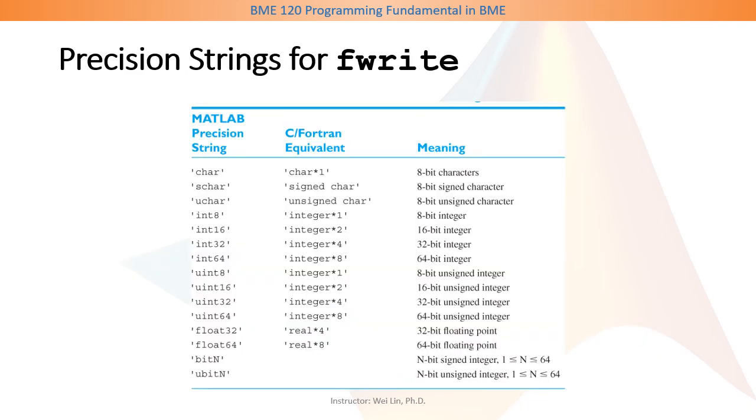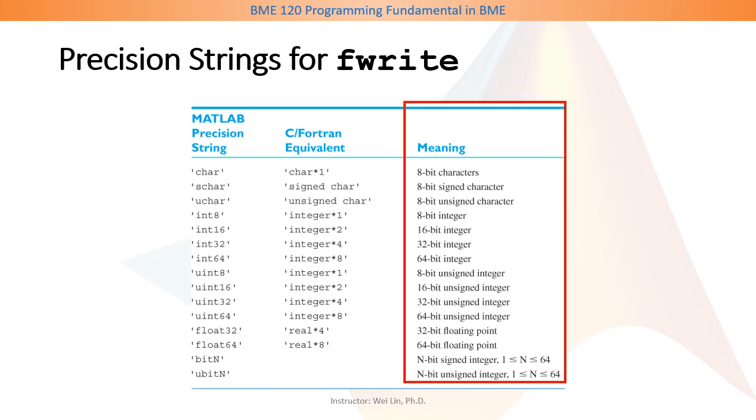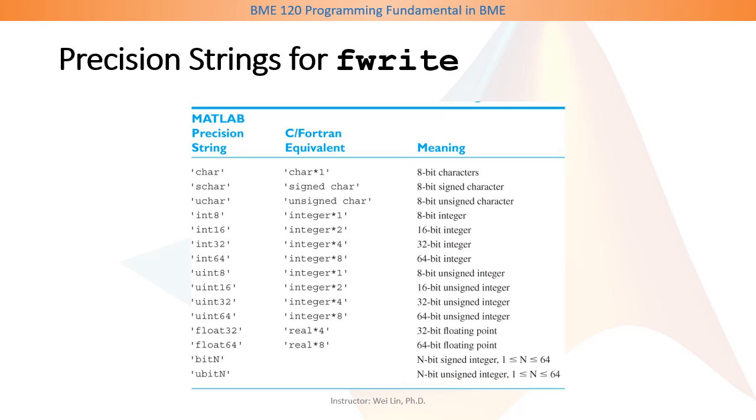Here is a table of the precision strings for the fwrite function. Here are the strings that are supposed to be used in the fwrite function, and here is the meaning of those strings. For example, the first precision string is called char. It means the data is formed by 8-bit characters, so it can be used to describe a string. And if the data is a double precision number, you should use float64.